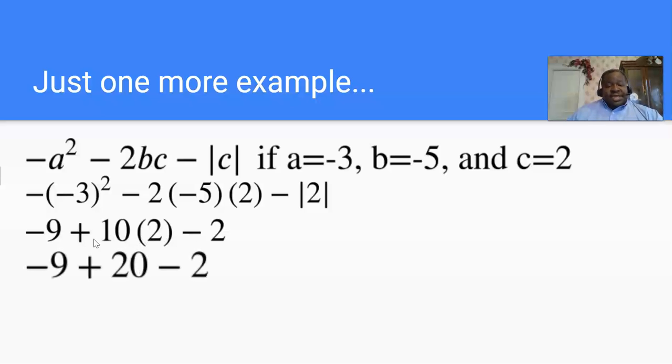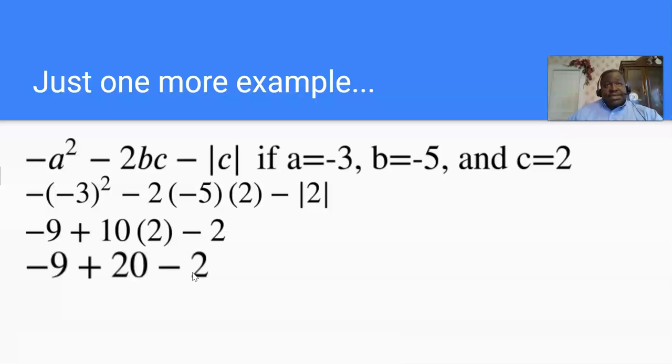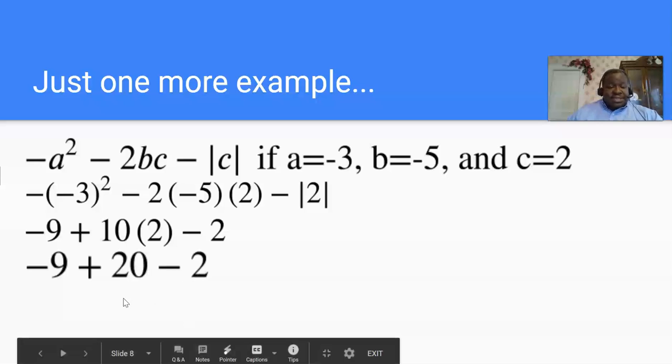All right, our next step, we have multiplication here. So we bring the negative 9 down. 10 times 2 is 20, minus 2. Now we're going to do addition and subtraction. We're going to go from left to right. So negative 9 plus 20 is 11. Minus 2 is going to be 9. Let's see if I'm right. All right, negative 9 plus 20 is 11. 11 minus 2 is indeed 9.